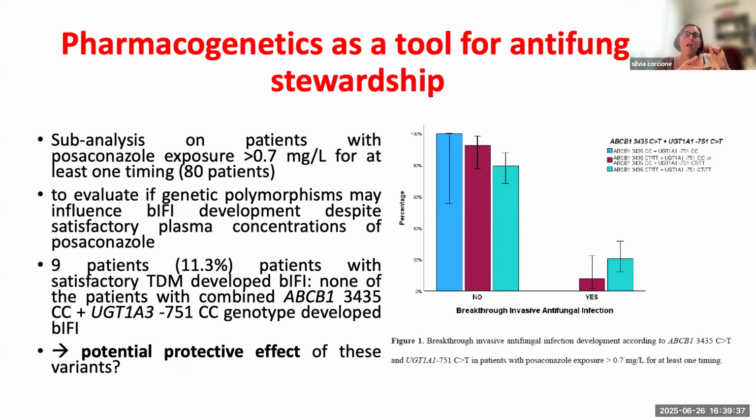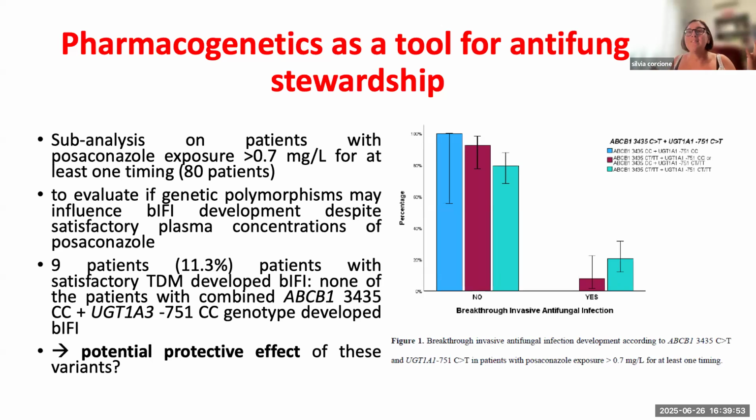Then we moved to another analysis. We performed a sub-analysis of patients who had posaconazole exposure above the trough cutoff for prophylaxis. So according to recommendation, those patients had a good level of posaconazole in their blood.